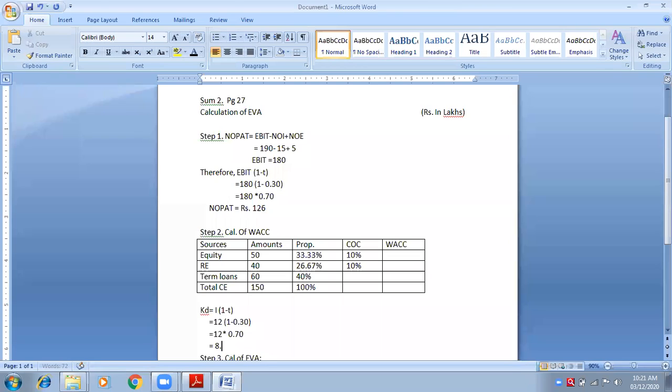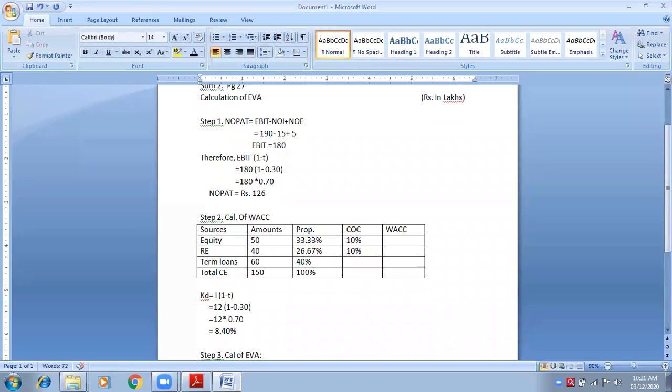8.40%. It is a percentage, so here I will write 8.40%. Now what is the formula of WACC? How can you calculate the WACC? Do you remember the formula? How were we calculating WACC?